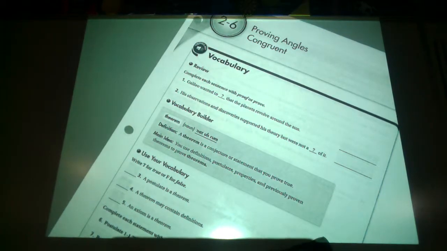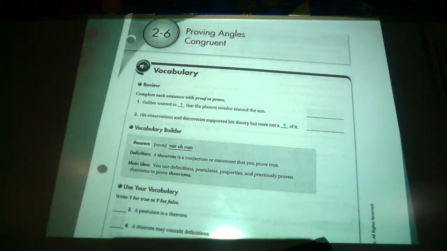All right, so in section 2-6, we're going to focus on proving angles congruent. We're not going to worry about the review. Let's look at the definition for a theorem.